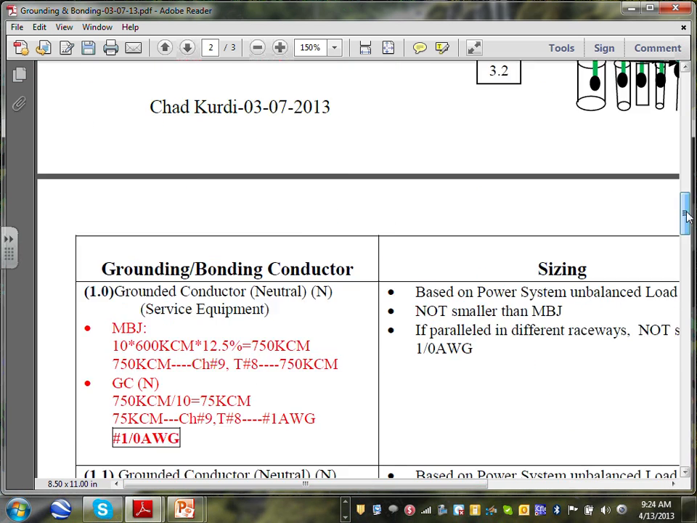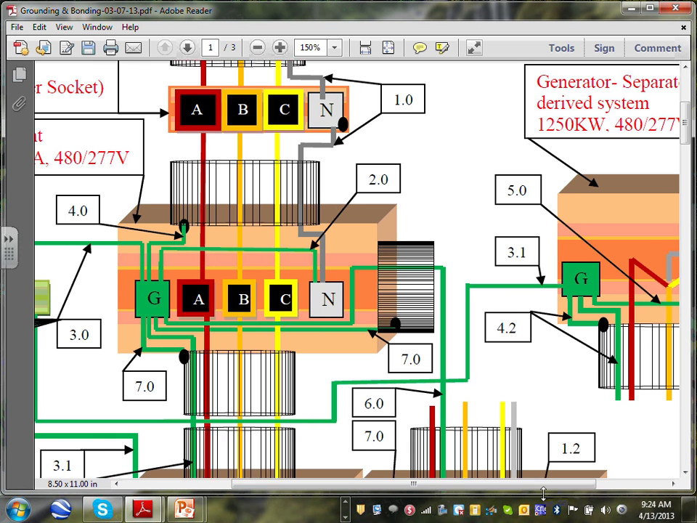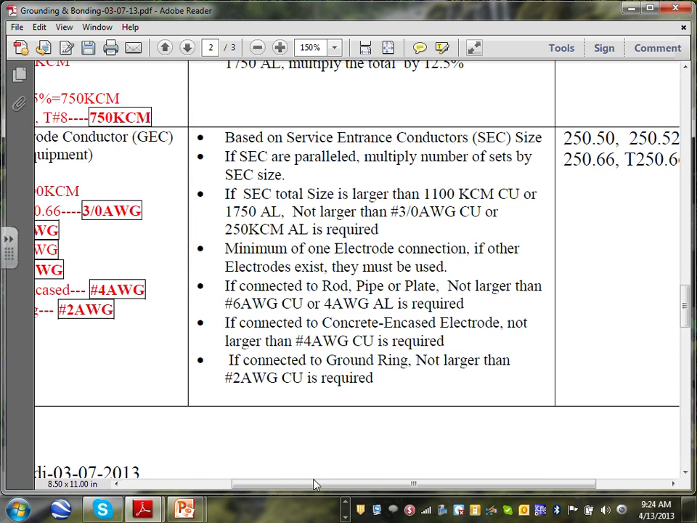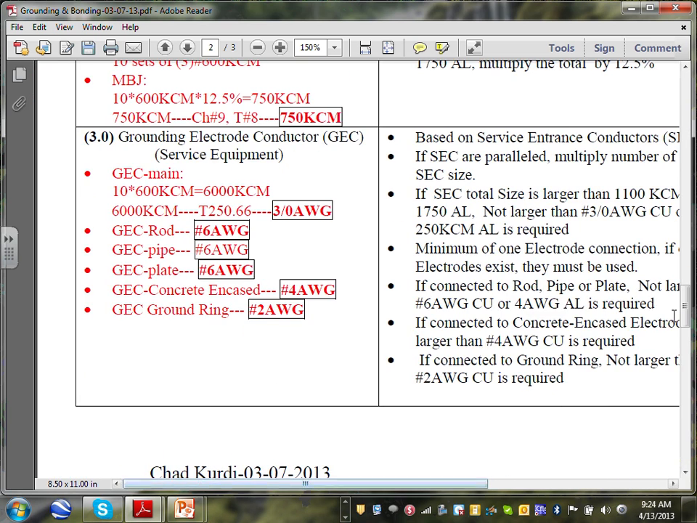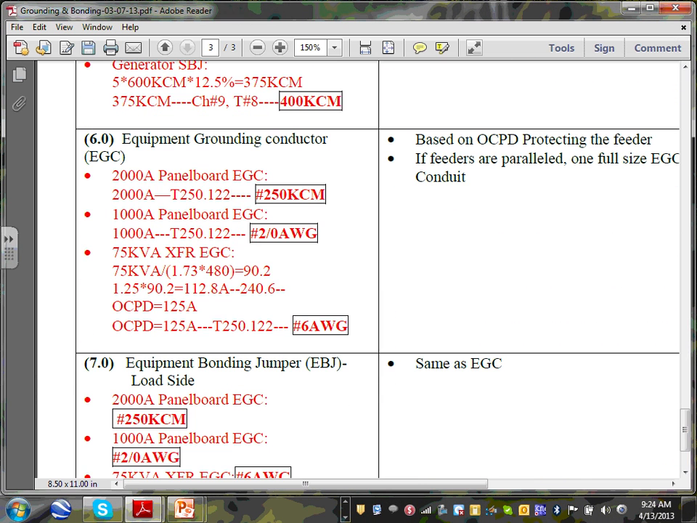I'm going to go, so that's number 1.2, right? I'm going to go directly to number 6, guys. Number 6, if you can go all the way down to number 6. Number 6 is called equipment grounding conductor. That's what the code calls number 6, equipment grounding conductor.